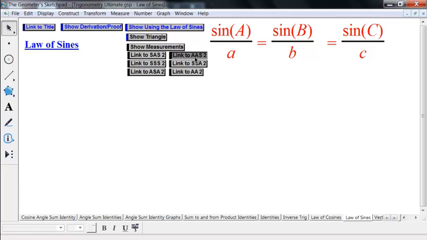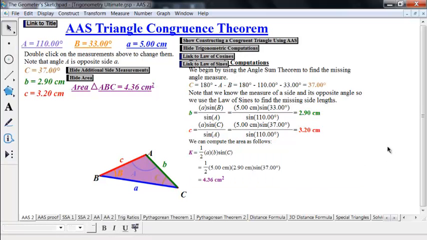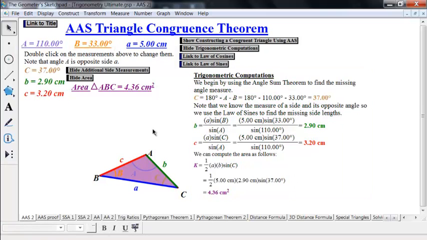And so we were right here. And so let's show all of the computations. So, of course, the first thing we're going to do is use the angle sum theorem to find the other angle. So it's 180 degrees minus A minus B. So it's 180 degrees minus 110 degrees minus 33 degrees. That's 37 degrees. We do know that all three angles must add up to 180 degrees, or pi radians.